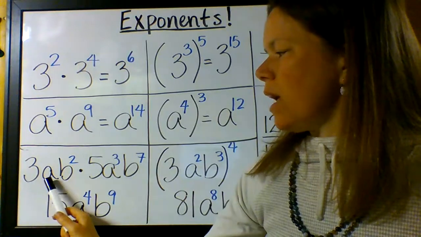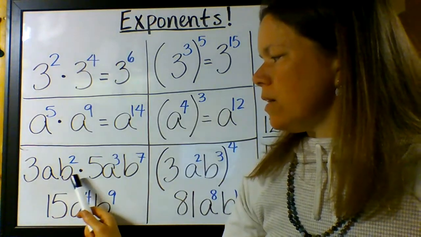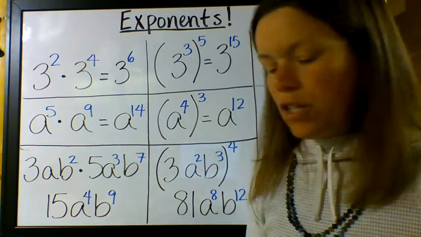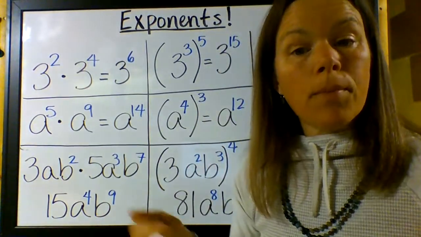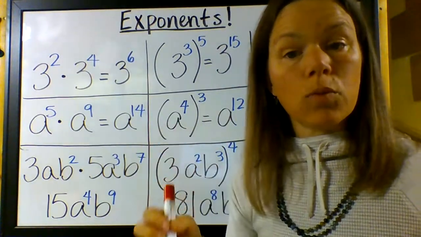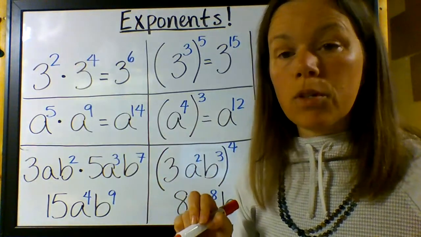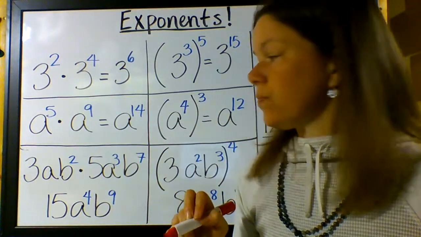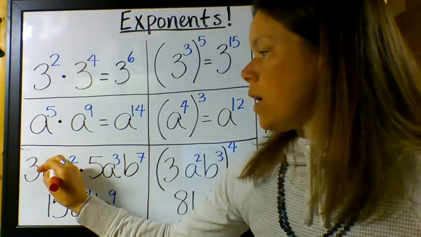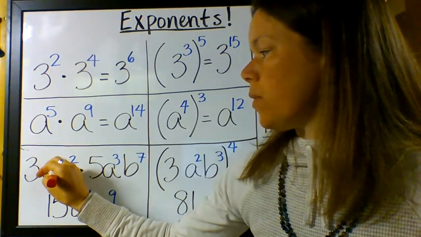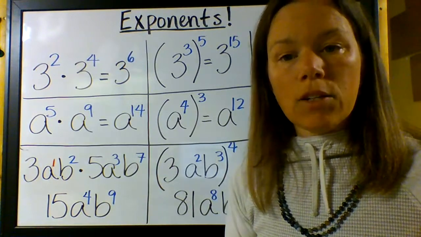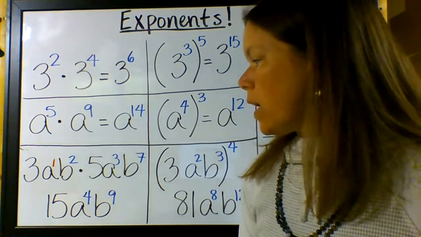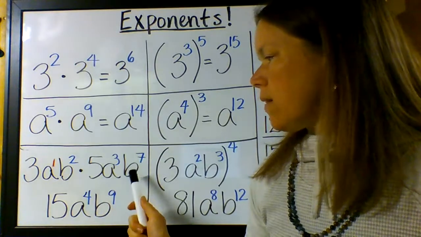I've got 3ab squared times 5a to the 3rd b to the 7th. Now let's remember our invisibility rule. So what invisible number do you see that would be useful? I see an invisible 1 right there, right? An invisible a to the 1st. So we've really got 3a to the 1st, b squared times 5a to the 3rd, b to the 7th.